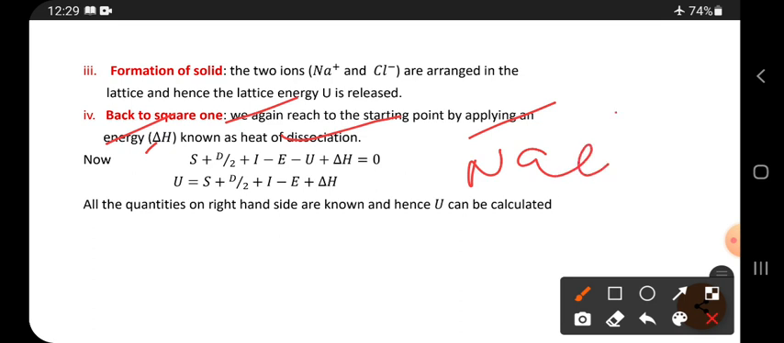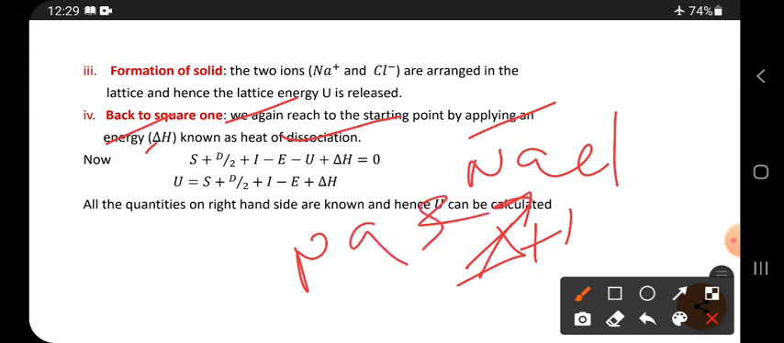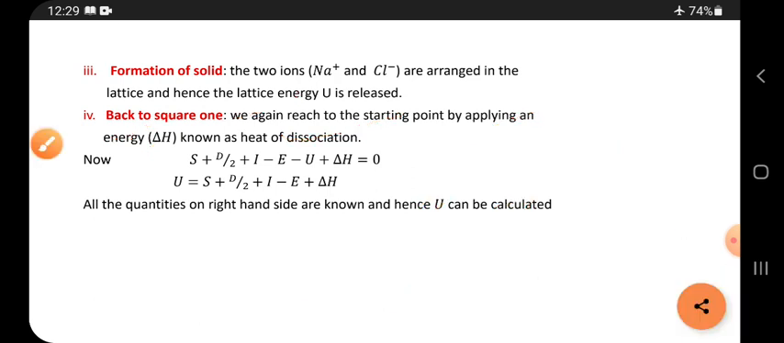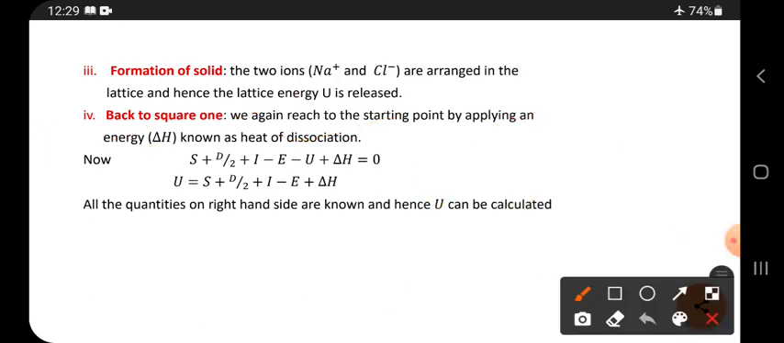So here it is NaCl. If you apply the delta H energy to it, then it is converted to sodium in the solid state and a chlorine molecule, which is back to the starting state. So whatever values are given, we have to write them all like this.